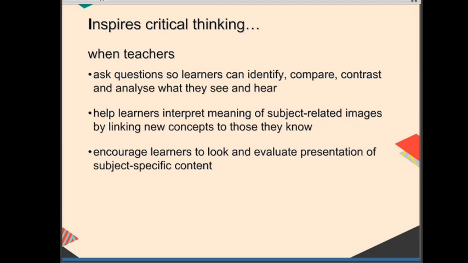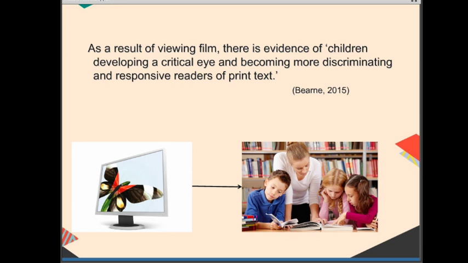Now I'd like you to look at this quote. As a result of viewing film, there is evidence of children developing a critical eye and becoming more discriminating and responsive readers of print text. This quote provides proof that when teachers help learners to develop as critical thinkers while watching video, they are more able to respond critically to written text and content lessons. In my experience, this applies to films with subject content for non-native children too.